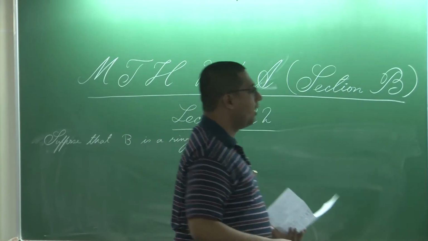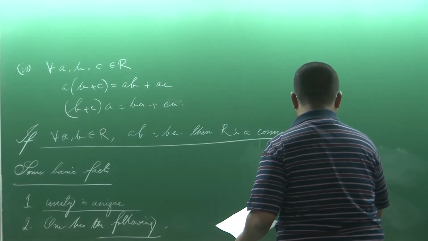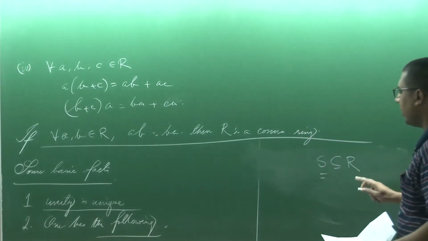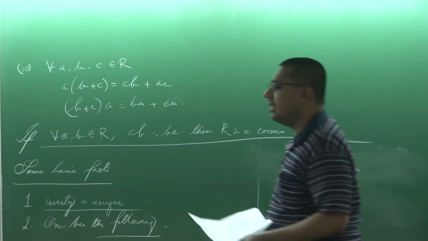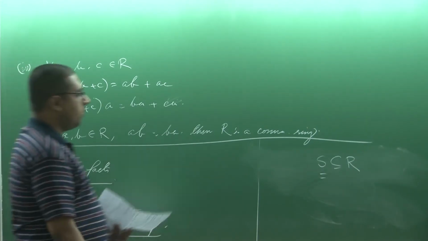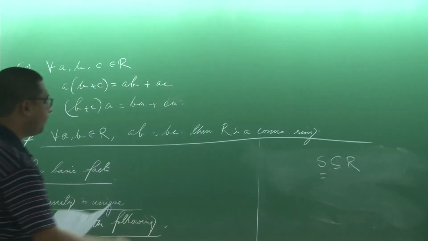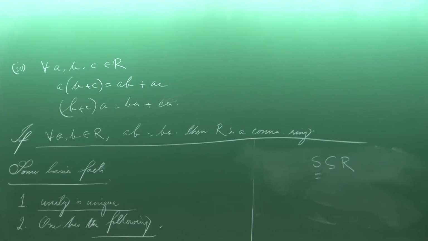Again, let me tell you the meaning of subring. Suppose R is a ring and S is a subset of R such that S is also a ring with respect to the operations induced from R. In that case we call S a subring of R. The definition is exactly the same as that of a subgroup or subspace. It is a subcollection which is in its own right also a ring with respect to the operations induced from that of the bigger ring. So, suppose B is a ring and A is a subring.